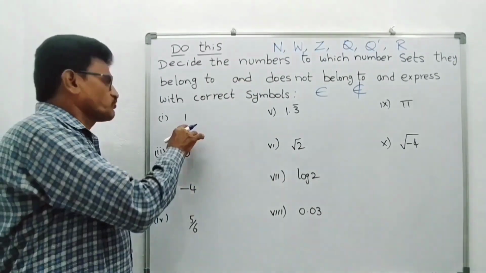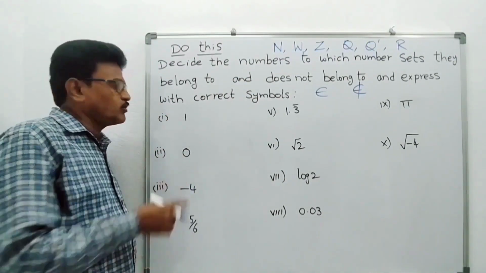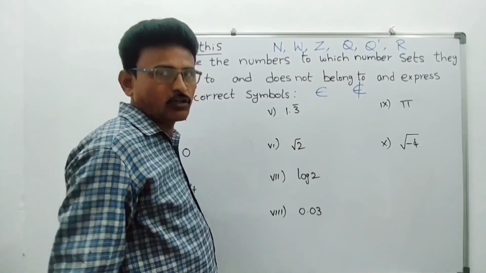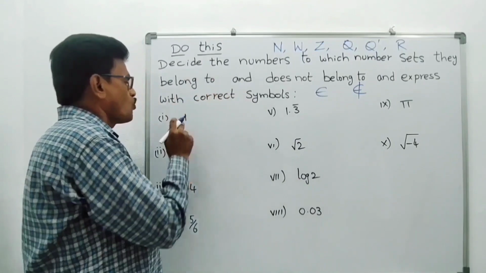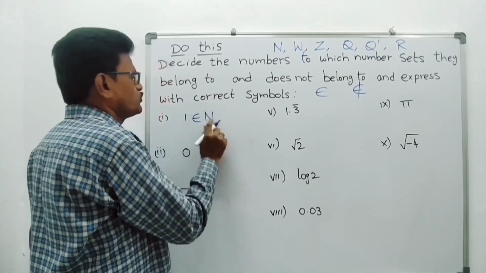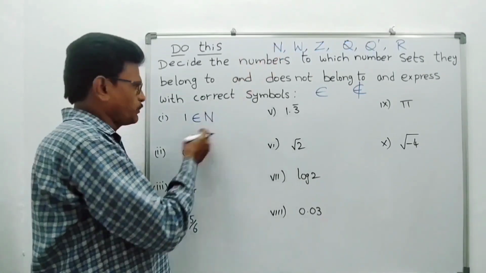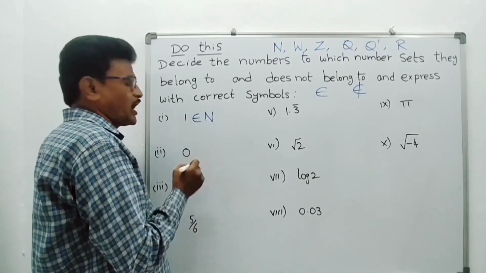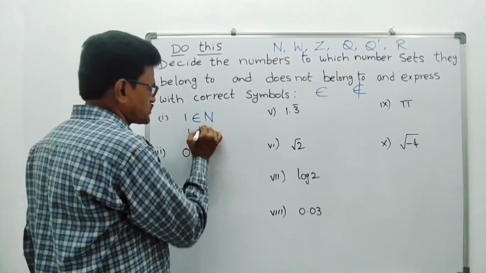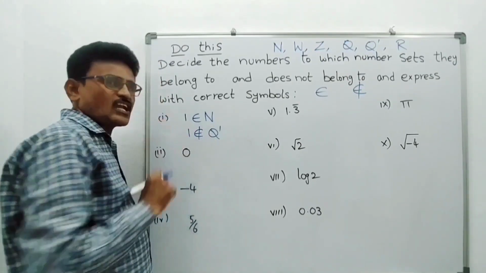See, the first one is there. We know 1 is in the natural number list, whole number list, Z, Q like that. So we can write 1 belongs to natural numbers. You can write 1 belongs to W, 1 belongs to Z, like that. Now I am going to write one more, does not belong to. Suppose 1 does not belong to Q dash. This is the rational number 1.